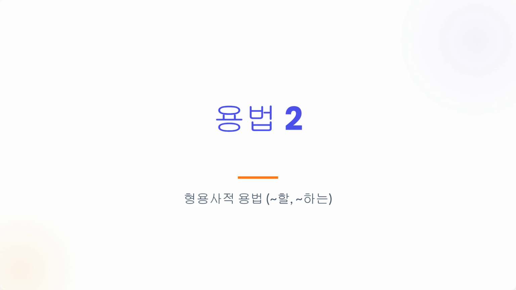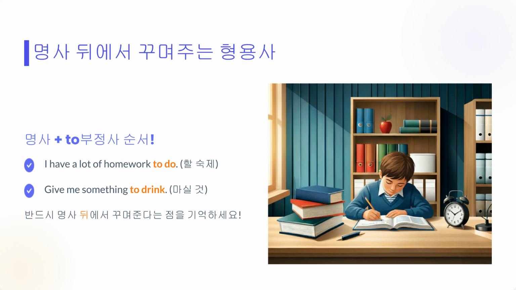Moving on to usage 2, the adjective usage. This usage translates to going to do or doing. In the adjective usage, the order is always noun plus to infinitive. Remember, it must modify the noun from behind. For example, homework to do and something to drink.